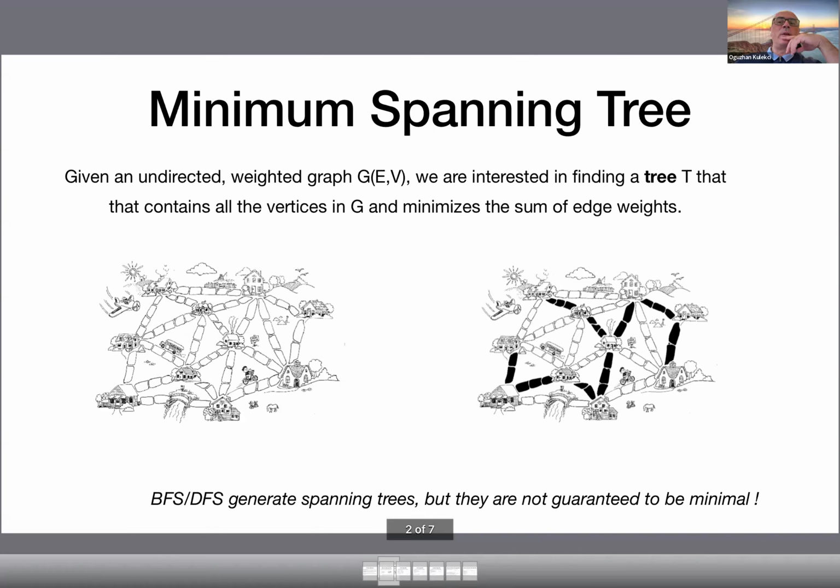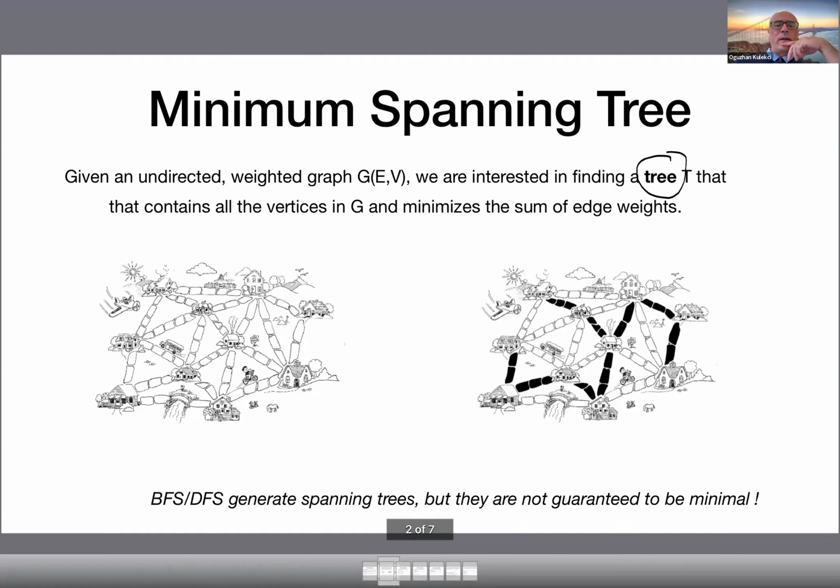What is a minimum spanning tree? We are given a graph, an undirected and weighted graph, and we would like to construct a tree out of that graph that will contain all the vertices in this graph. However, when I sum the edge weights, it will be the minimum. Notice that I am trying to create a tree from a graph. Let's remember the difference between a tree and a graph. In a tree, we are not allowed to have any cycles, so when I create a tree from a graph, there are no cycles in it.